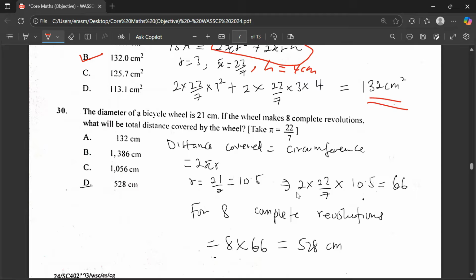Now, the circumference is going to be what? 2 pi r. That is 2 times 22 on 7 times 10.5. And this is equal to 66. Remember, this is for one complete revolution. Now, for 8 times, then that is going to be what? 8 times 66, and that equals 528 centimeters. That is option D.